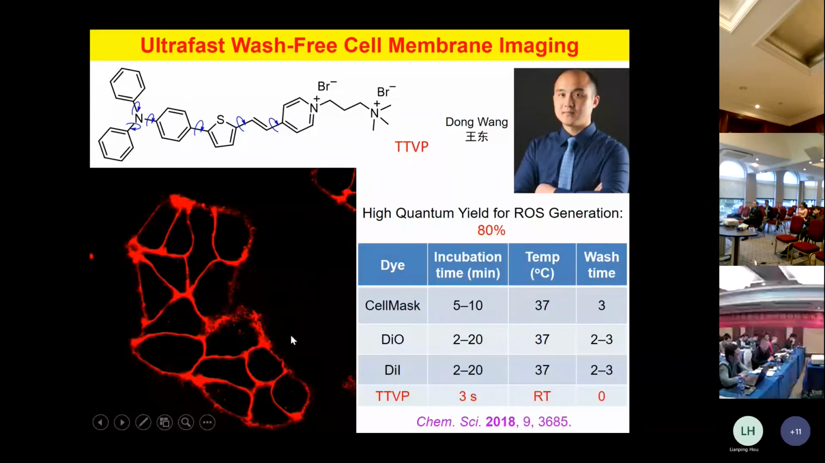Actually, this is very easy to understand because this molecule has 2 charges, so it's water soluble. Remember, our AIEgen is not emissive when it's dissolved. So when it's dissolved in water, you don't see any emission. However, when it binds to the cell membrane, when it's stuck to the membrane lipid, the molecular motion becomes difficult. Now the IIM mechanism comes into play, so you will see the emission. That is why you don't need to wash, because we don't have a background emission.